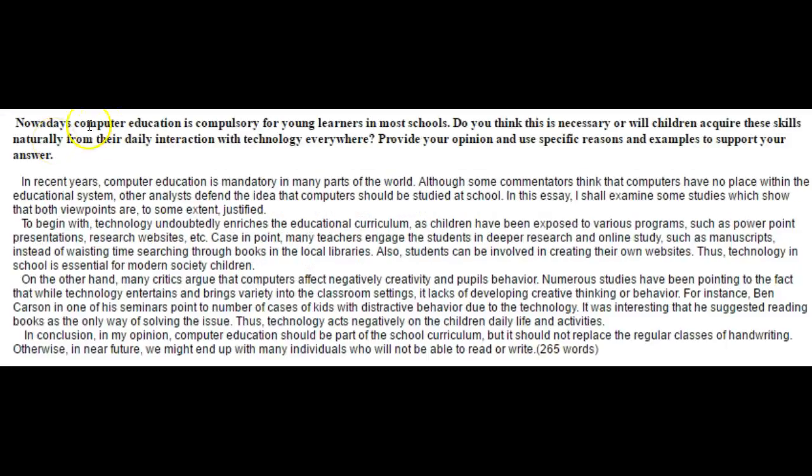So this question, that computer education is compulsory for young learners in most schools. What the question is asking is, do you think that this is necessary? Do you think that children must or should learn about computers in schools? Or will children acquire these skills naturally just from interacting daily with technology?